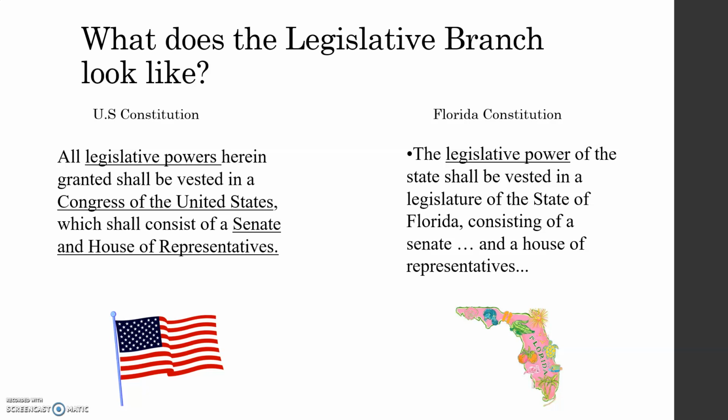Not all the states copy the U.S. model, though. Some states don't have stuff like a state senate and stuff like that. But for Florida, we decided to keep it easy.